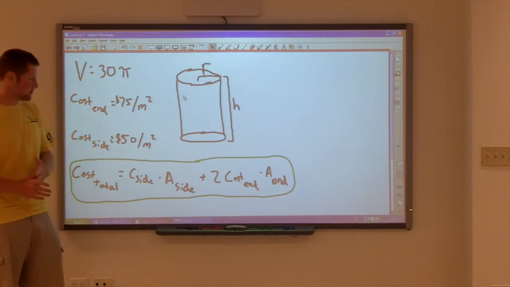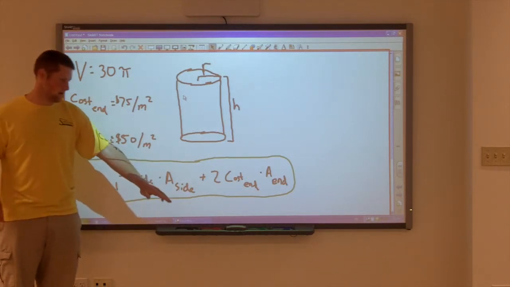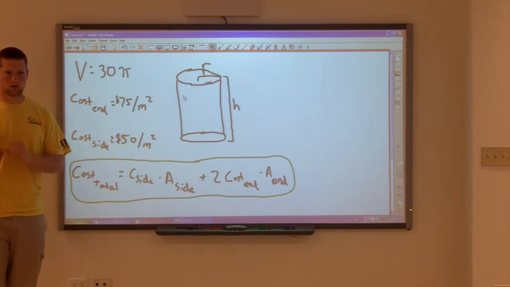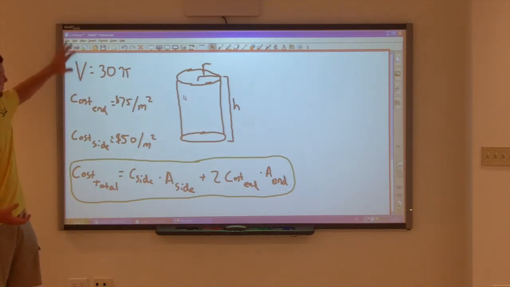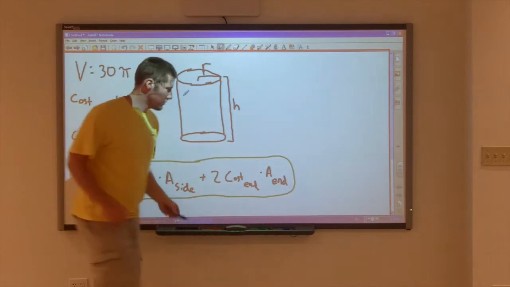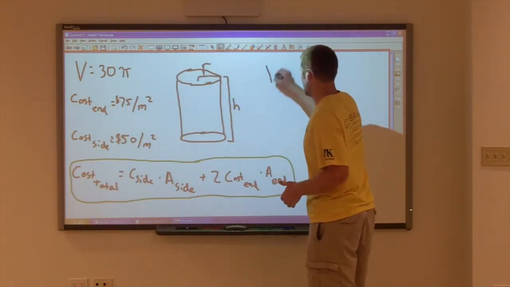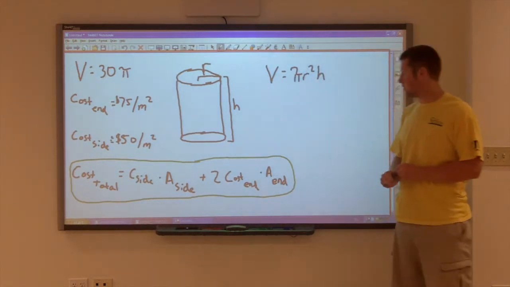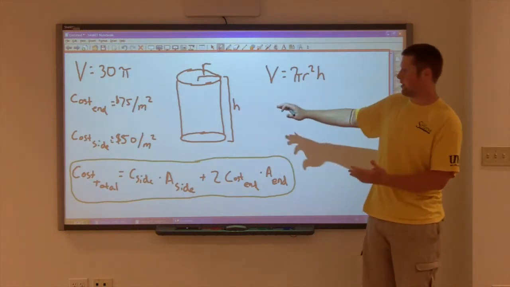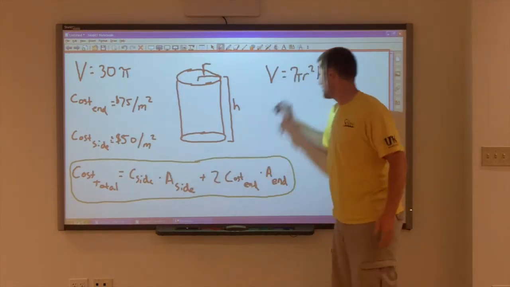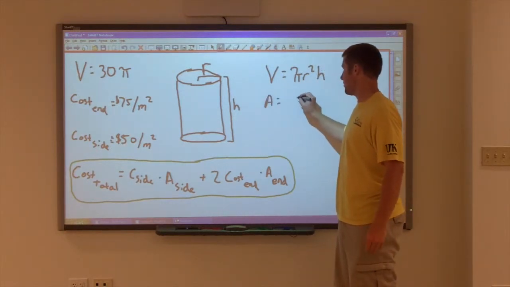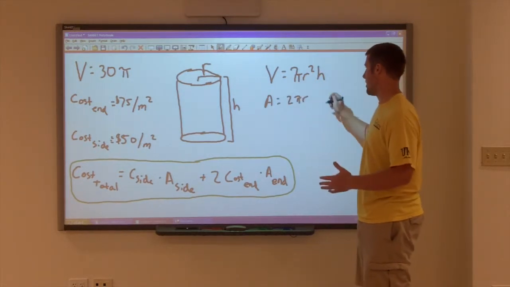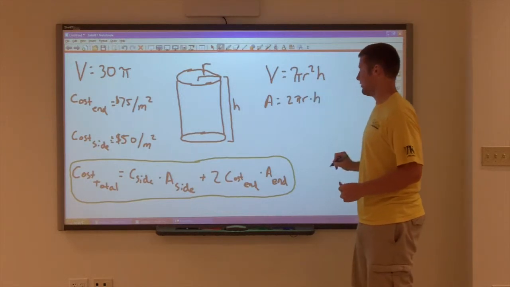So our total cost is going to be the cost of the sides plus the cost of each end. There are two ends, so that's where this 2 in our cost function comes from. So let's look at how we do it. First of all, we have a cylinder. This equation for the volume of a cylinder is pi r squared h. So the area of each side, this term here, is going to be a rectangle with length 2 pi r, the circumference of our tops and bottoms, times the height of our cylinder.